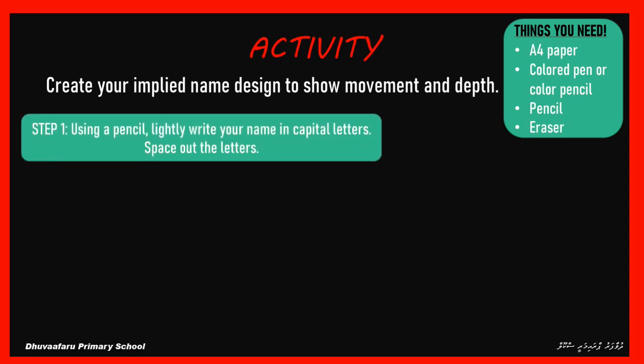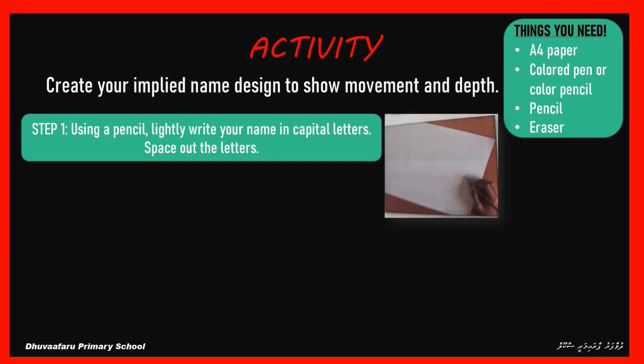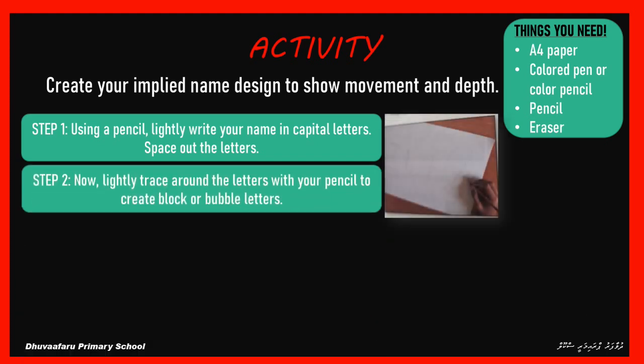Step 1, what you have to do is, using a pencil you have to lightly write your name in capital letters. Remember to space out the letters. And in step 2, what you have to do is lightly trace around the letters with your pencil to create block or bubble letters.